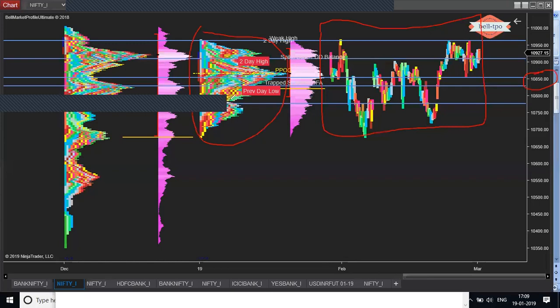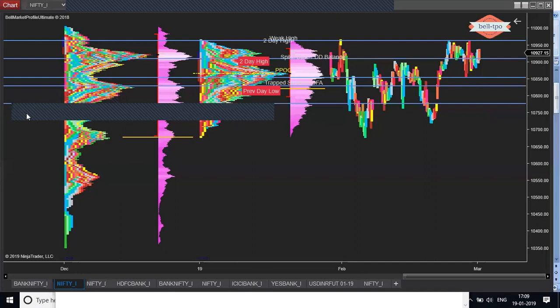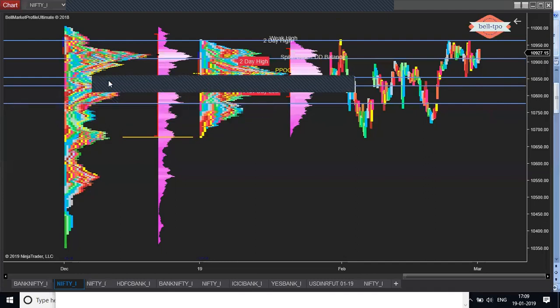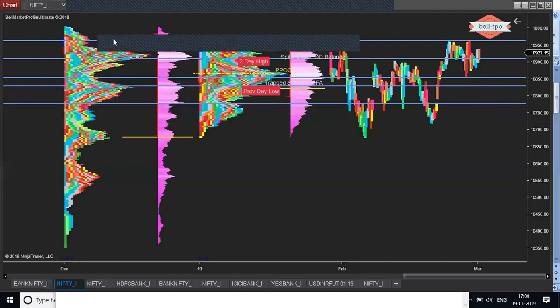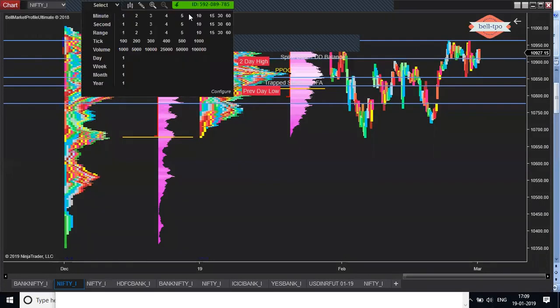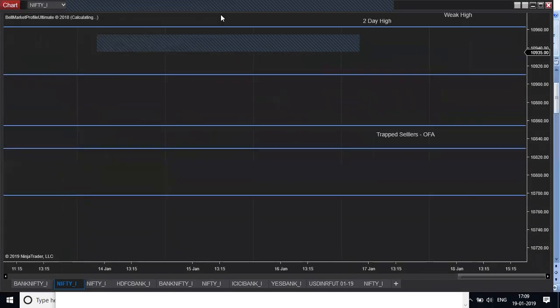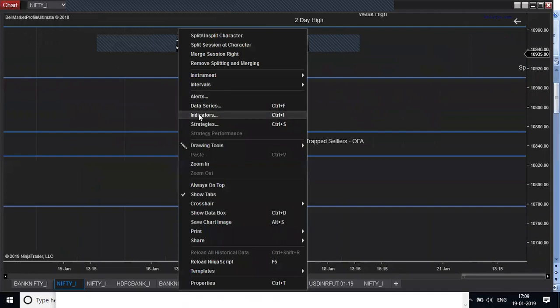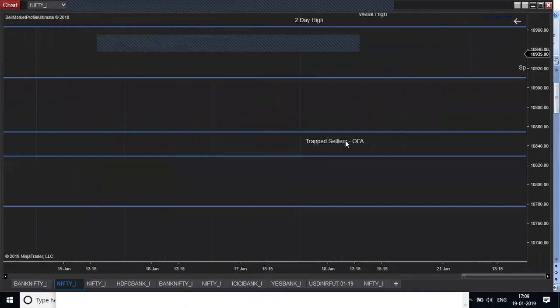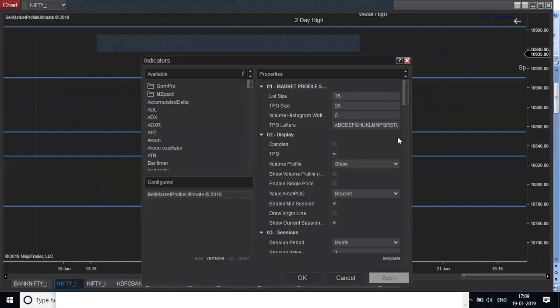Okay. Sir, show me the weekly profile also, sir. Yeah, it's pretty easy to do that. Instead of monthly, you have to right click, and for a weekly profile, you have to go to 30-minute charts first of all. Go to 30-minute or whatever the time frame, and right click, go to the indicators, and convert from monthly profile to weekly profile.